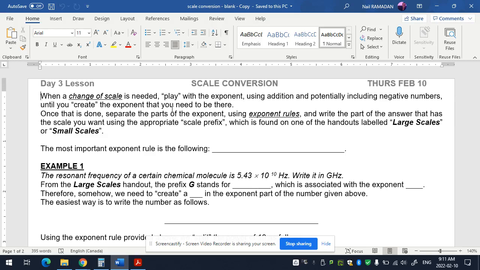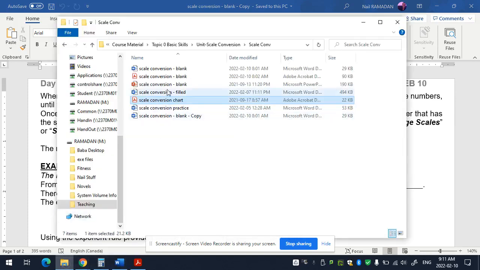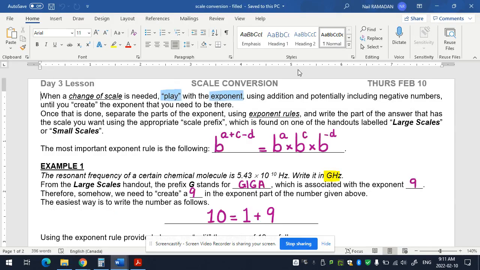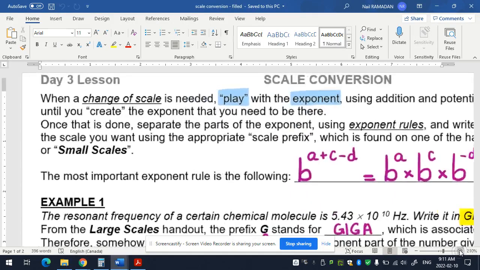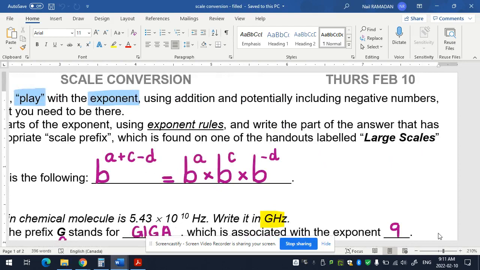Okay? So the most important exponent rule is this. This is the only exponent rule we're going to keep playing with. And it is right here. Everyone, just copy this. There we go. How many people remember this from exponents?